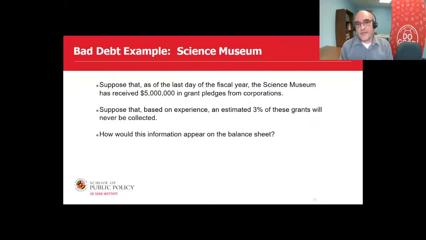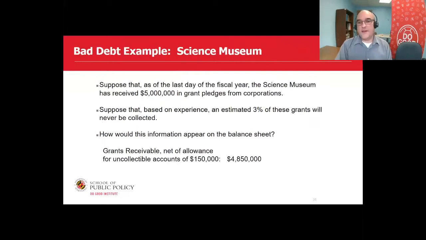So, for instance, the Science Museum expects to receive $5 million in grant pledges from corporations, but they know in real life that they're probably not going to collect 3% of that money. They deduct 3% of the $5 million, that's $150,000, and record $4,850,000 under grants receivable, because that's net of bad debts.